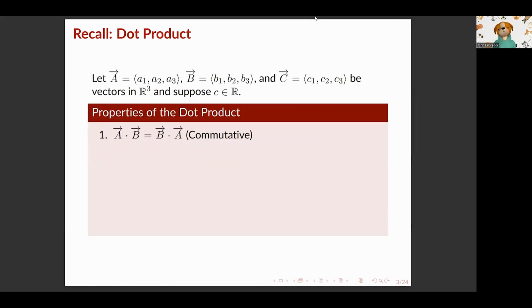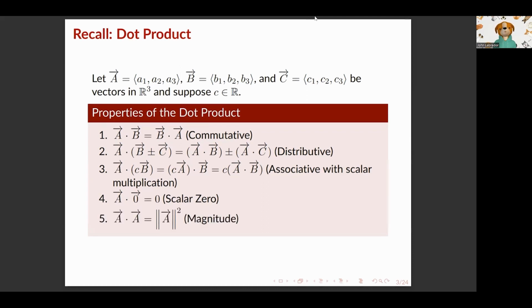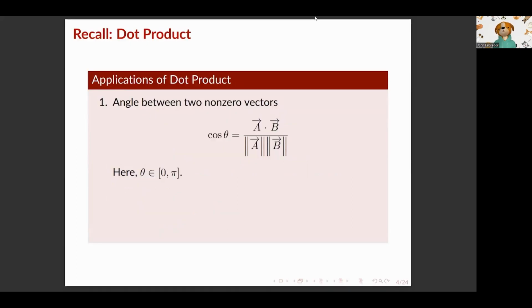The dot product has the following interesting properties. First, it is commutative. Next, it is distributive over addition or subtraction. Third, it is associative with scalar multiplication. Fourth, when a vector, let's say vector A, is dotted with a zero vector, we get a scalar zero. Note that the dot product always yields a scalar quantity. Lastly, if we have a vector dotted with itself, then we obtain the square of its norm or its magnitude.